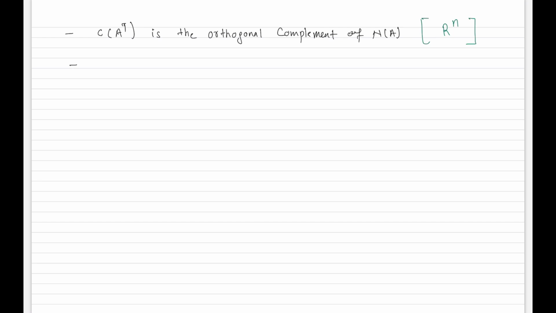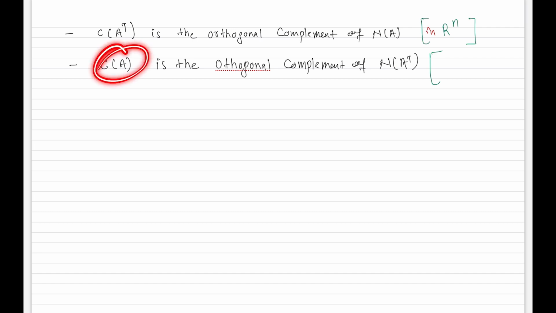Now the second point is that the column space is the orthogonal complement of left null space, right. And these two subspaces are in the m dimensional space, that is r to the power m, right.